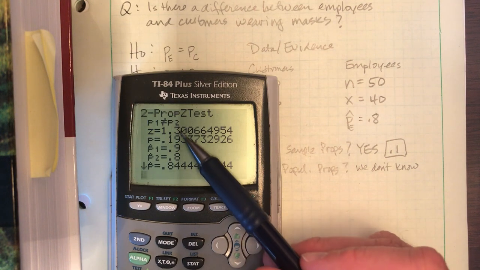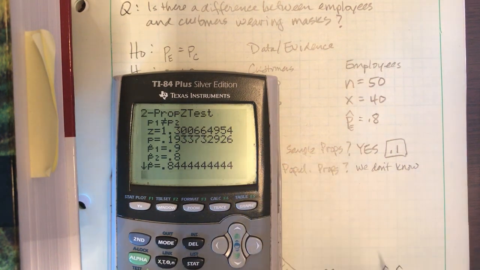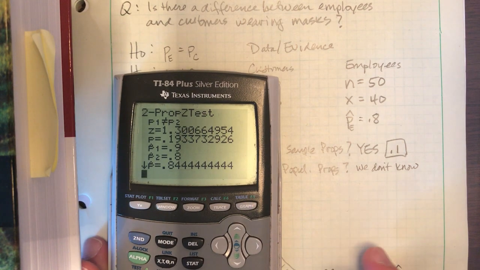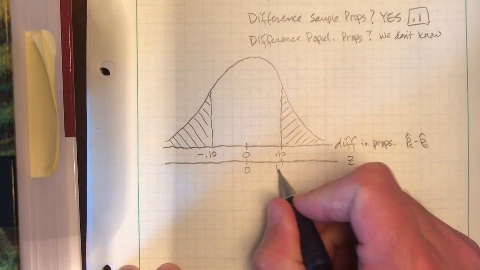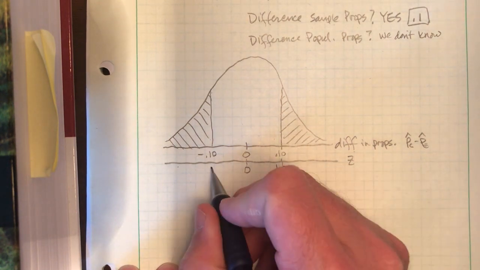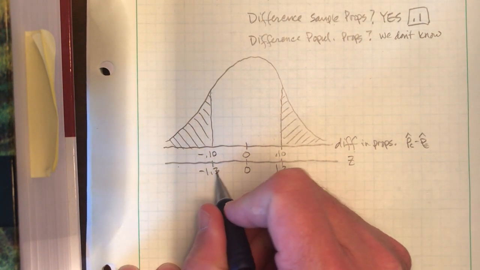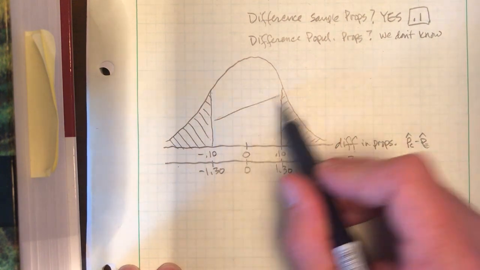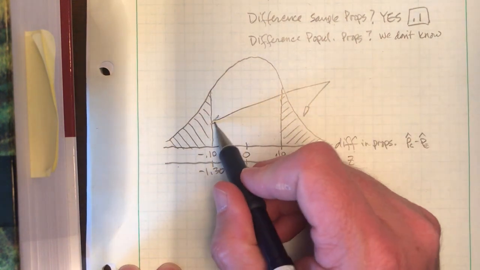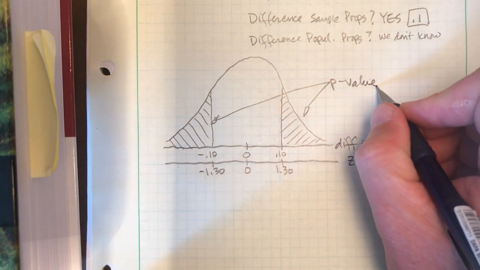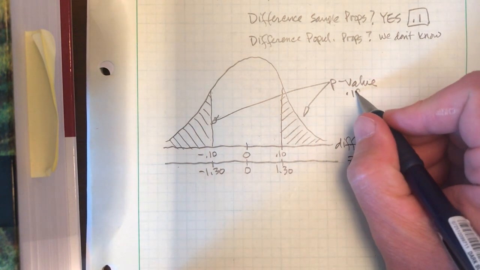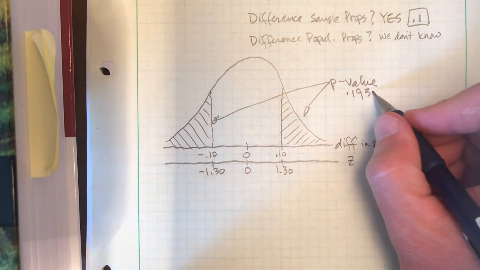So I'm going to grab those two numbers. So 1.30 is my z-score. So let me move this off and add it to my sketch. So 1.30 over here would have been negative. But my p-value, which again is the total area of those two tails, my p-value was .1934.